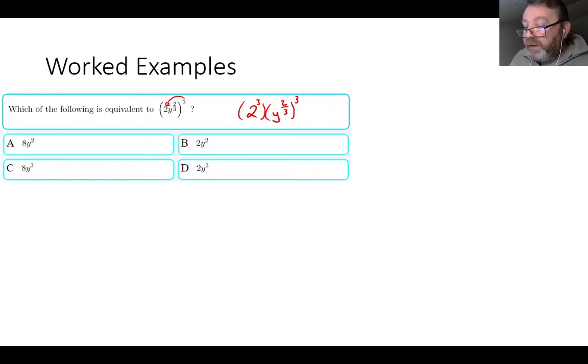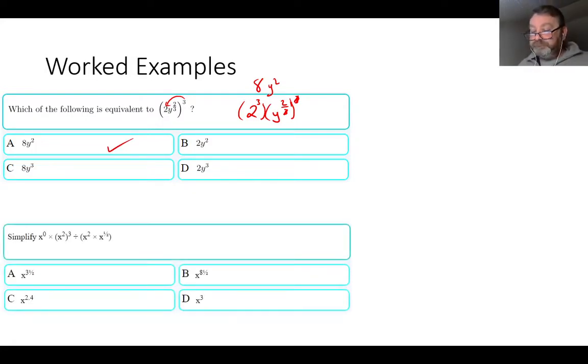2 to the power of 3 multiplied by y to the 2/3. Now, 2 to the power of 3, that's 8, okay? Y to the power of 2/3, think about this. The bracket is in between 2/3 and 3. If you're dividing by 3 and multiplying by 3, it's just going to leave you with y squared. So 8y squared is the answer, which is part A.